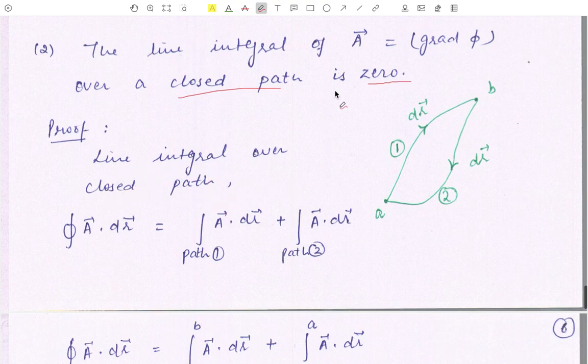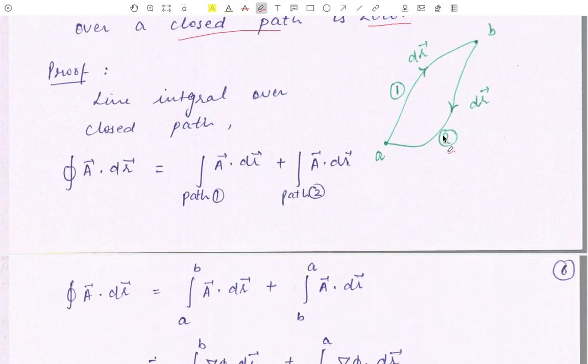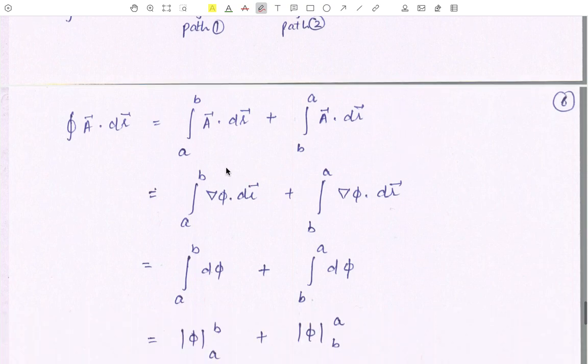Line integral over the closed path of this vector क्या होगा, integration of A dot dr over the closed path. This circle defines the closed path integration. Now that will be equal to integration of again A dot dr over path 1 plus integration of A dot dr over path 2. So for path 1 the limits will be A to B, and for path 2 the limits will be B to A, initial to final limits. So we do the integration here.